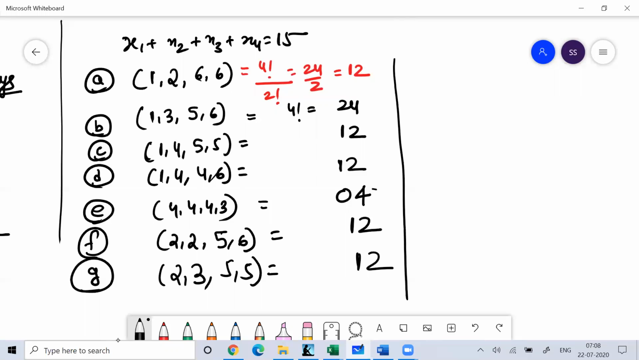Then with 2, 3, 10: 10, 4, 6. 2, 3, 4, 6. This would be 24 ways. Okay, 2, 3, 4, 6. So this is 10, 15. So 2, 3, 4, 6, 15 ways this is possible. Okay, so when I talk about 10, this is done.